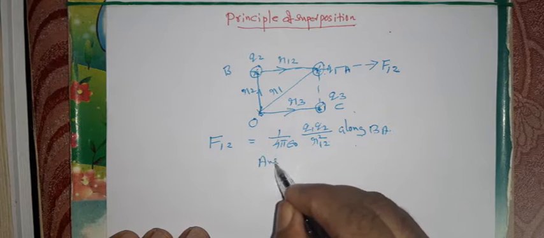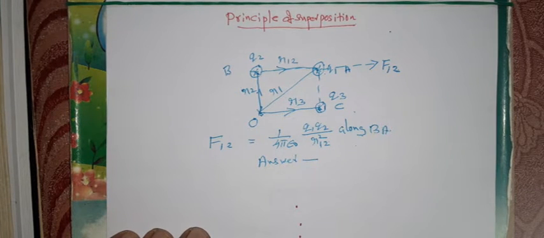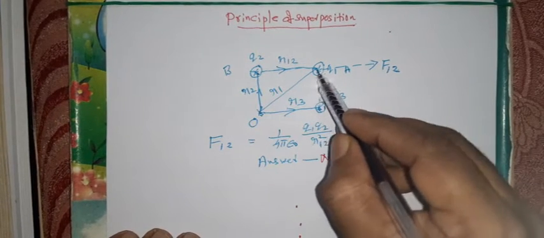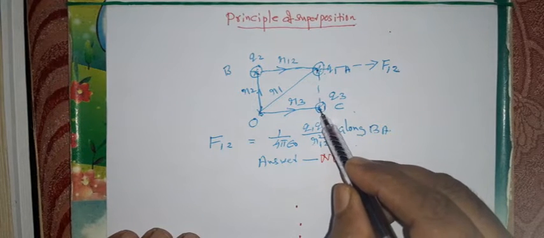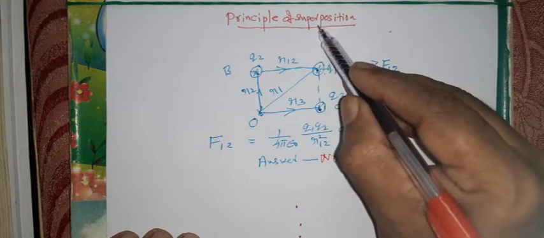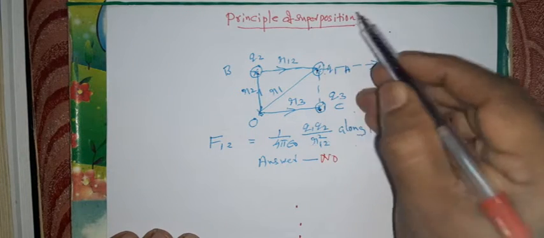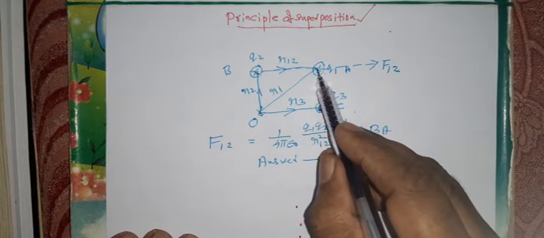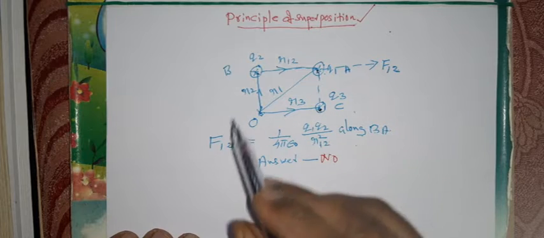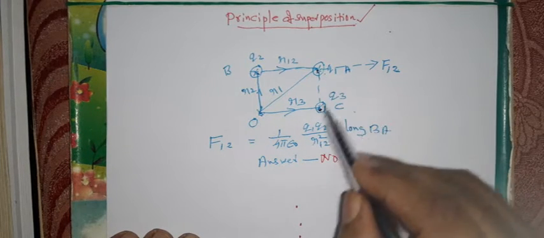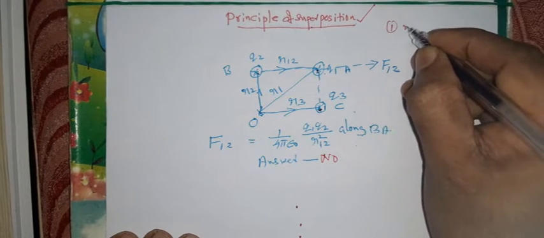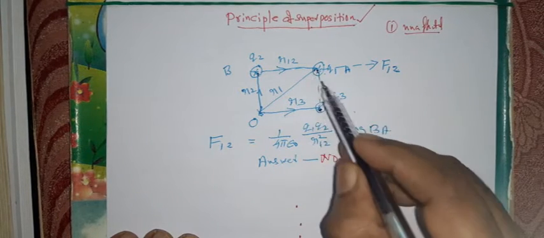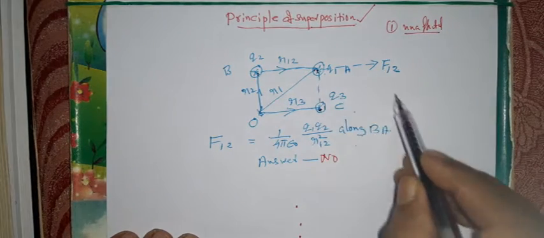The answer is very important, and the answer is no. The force between Q1 and Q2 will not be changed due to the presence of Q3. This is a very important point with regards to the principle of superposition. It means the force between two charges will not be affected by the presence of any number of charges placed near it. This is point number 1. Unaffected. What is unaffected? The force between two charges will not be affected due to the presence of the other charges.